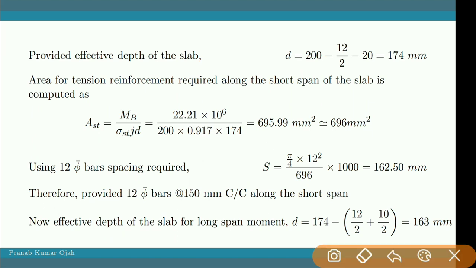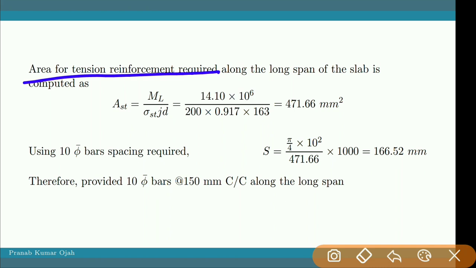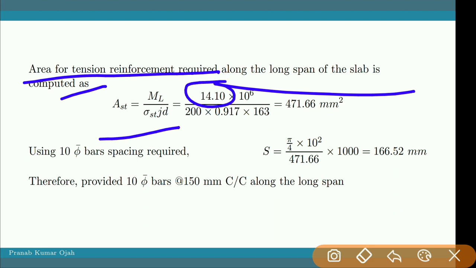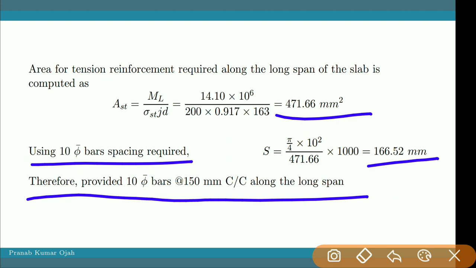Assuming the long span reinforcement as 10 mm, we will calculate the effective depth of the slab for the long span moment as 163 mm. Similar to the short span moment, here also I will calculate the area of tensile reinforcement along the long span of the slab, computed as AST equals ML divided by sigma ST ZD. Here ML we know, and all the other values we have already calculated. The required reinforcement area comes out as 471.66 mm². Using 10 tor bars, the spacing required will be 166.52 mm. Therefore, we will provide 10 tor bars at 150 mm center to center.